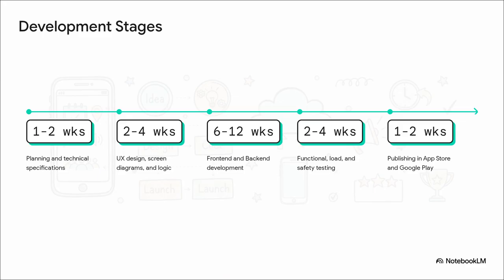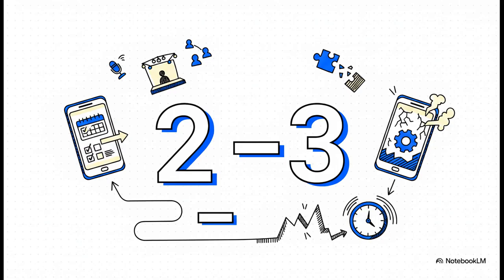And finally, factor in 1 to 2 weeks for publishing, because Apple and Google have strict moderation processes before they let anything onto their stores. So, realistically, 2 to 3 months. That is the baseline timeline you absolutely must plan for to launch a stable, basic event app.